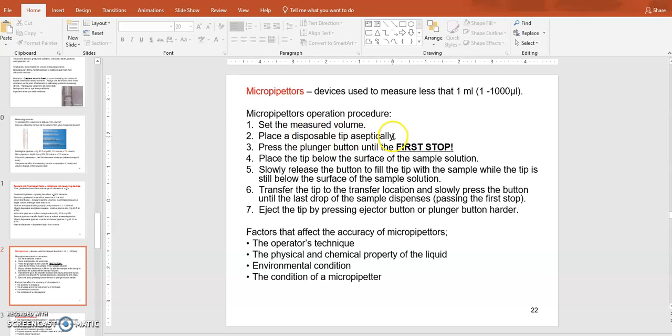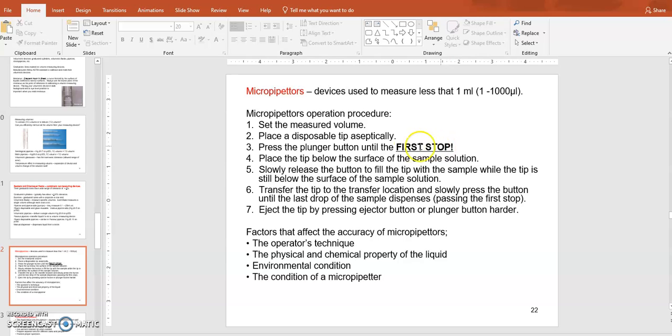But we do that aseptically because pipette tips come in an aseptic, contained box. So you have to open up the box and place the micropipette tip quickly and close the lid of the pipette tip box. And then press the plunger using your thumb to the first stop. If you press it with your thumb, you will feel the resistance point. You press the button until that stop point. You don't want to exceed that.